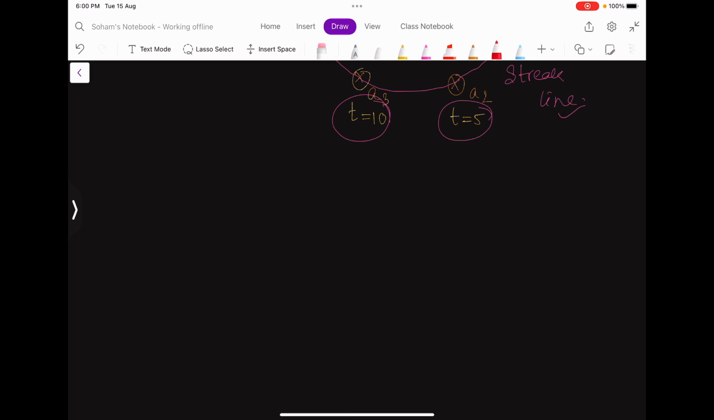Now let us straightforward move to path line. So what is path line? It is actually very straightforward. It is the locus of the path. Or let us take a good language actually. It is the trajectory.